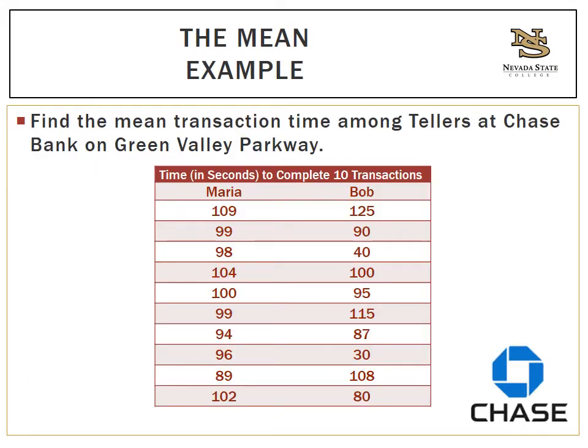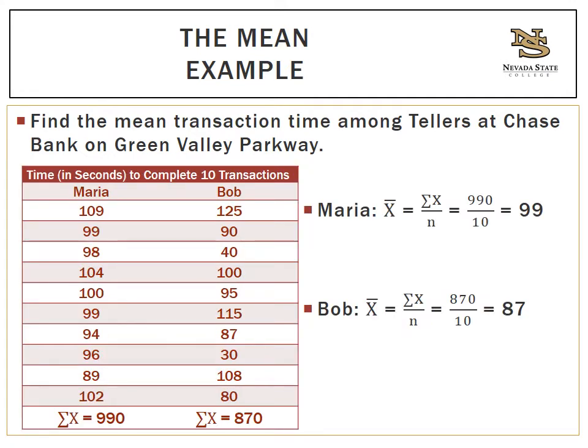So now we're going to look at a very basic example of computing the mean, looking at two different tellers at Chase Bank on Green Valley Parkway. And you'll see that there's 10 transactions in total: 1, 2, 3, 4, 5, 6, 7, 8, 9, 10. So our sample size is going to be 10. And then we're going to add up all these scores to get the total number of seconds spent on transactions among 10 transactions. Then you'll see we're going to do the same thing for Bob here.